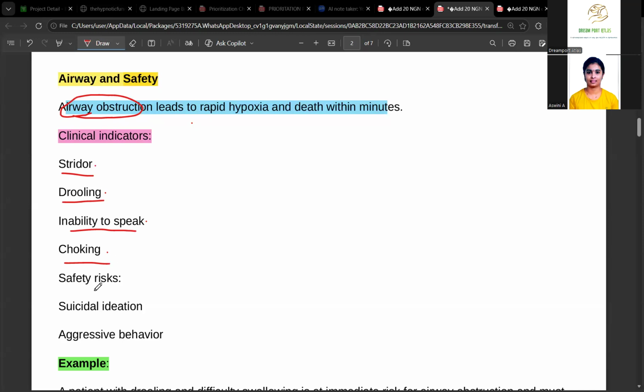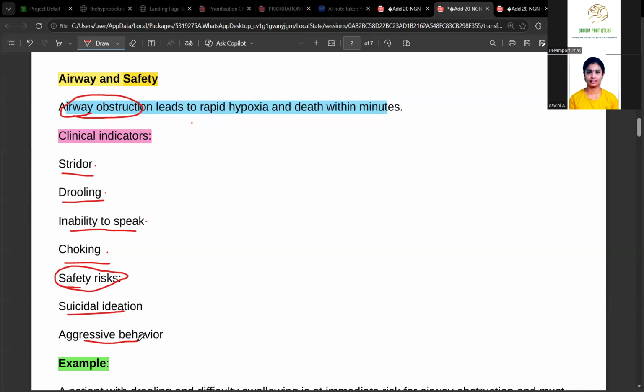Next one is we can look for any safety risk. The client is having any safety risk. Why? If you are getting an option that a depressive patient is telling, if the patient's verbalization shows that he has a plan to kill himself, that is, if there is any suicidal ideation, in such cases the suicidal ideation will be your highest priority. And if a client is having any aggressive behavior, that is also a safety issue for the patient.